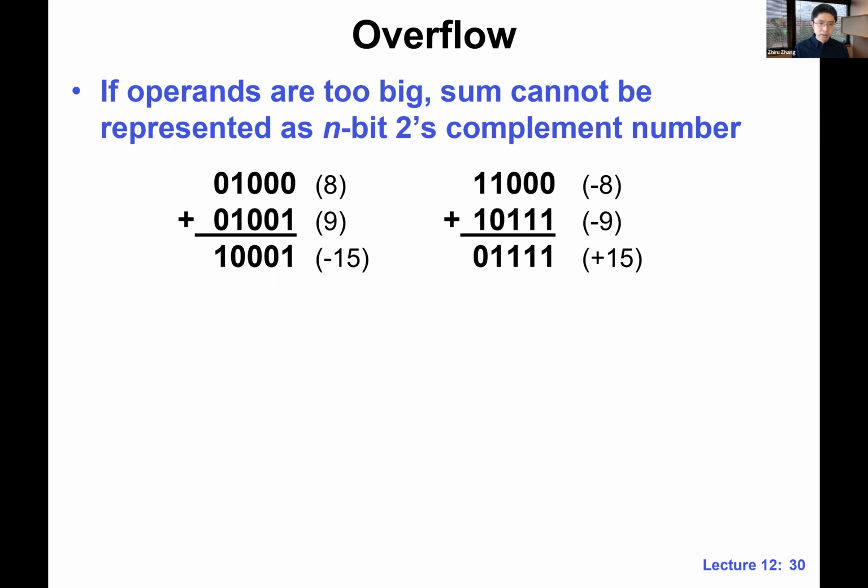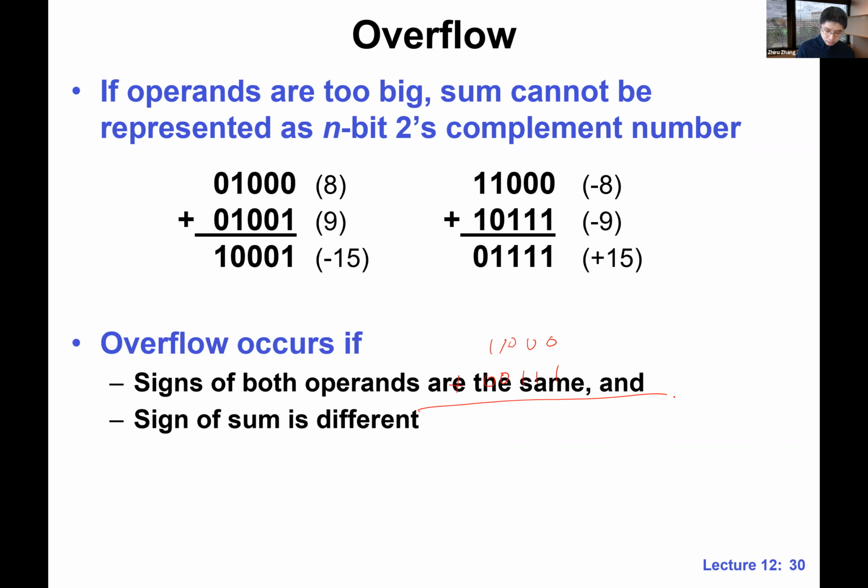But let me ask you a quick question. How about this? This is what we are doing. If we add up a negative value with a positive value, do you think we will ever have overflow? No. Very good. If we are adding up 2 values with different signs, you'll never have an overflow. Think about why that's the case. If this is not clear, I can explain it later, maybe in the next lecture.